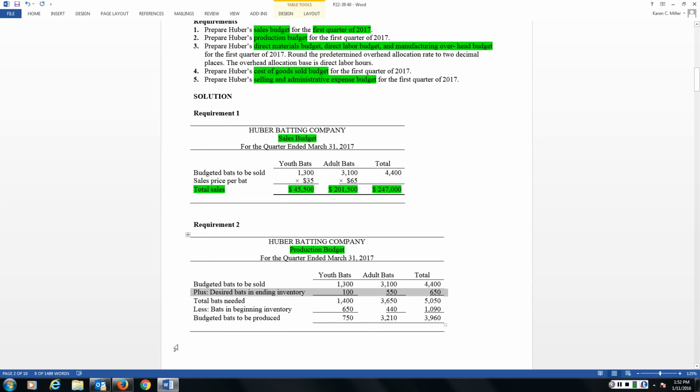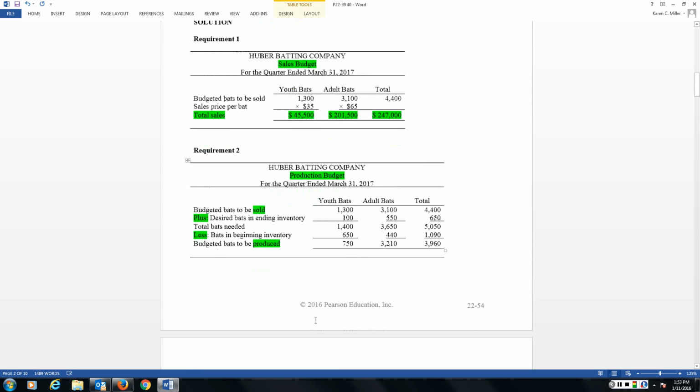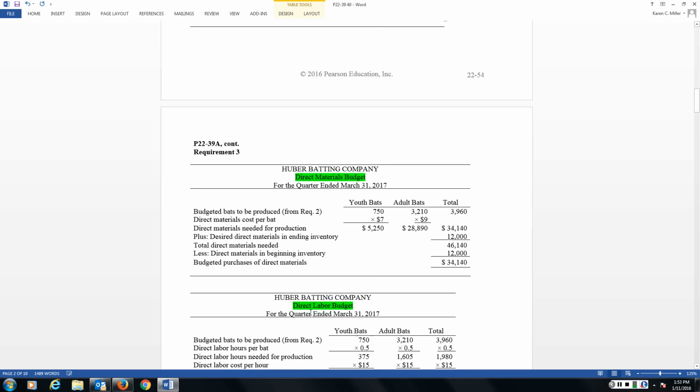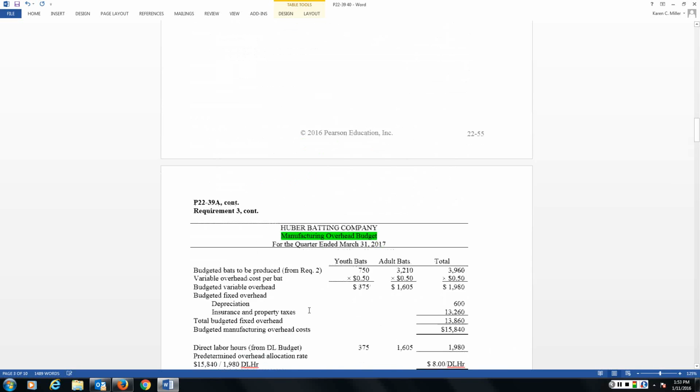Once again, let's take a look back. Let me get the cursor back. The number of bats that we know that we can sell, plus the number of bats that we want to leave in ending inventory, less the number of bats that we already have when we begin this period, gives us the number of bats that we need to produce. This is all hinging on the number of bats that we can sell. And the number of bats that we are going to produce is going to determine our cost for materials, for labor, and for overhead.